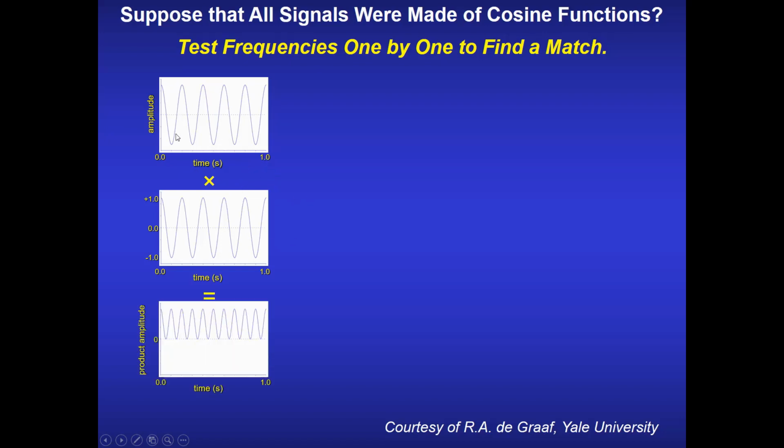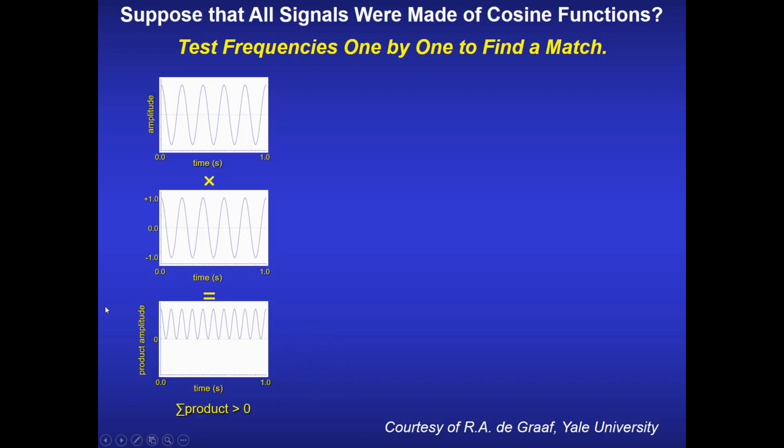If you multiply point by point this function by the test function, you get numbers that are all either greater than or equal to 0. You have plus the maximum here, you multiply it by +1, you get a positive number. If we go down here, we have a negative number on the amplitude. We multiply it by -1, we get a positive number. You multiply 2 negatives, you get a positive. In here, there's a 0 crossing, so 0 times 0 gives you 0. There's no way for this product to be less than 0.